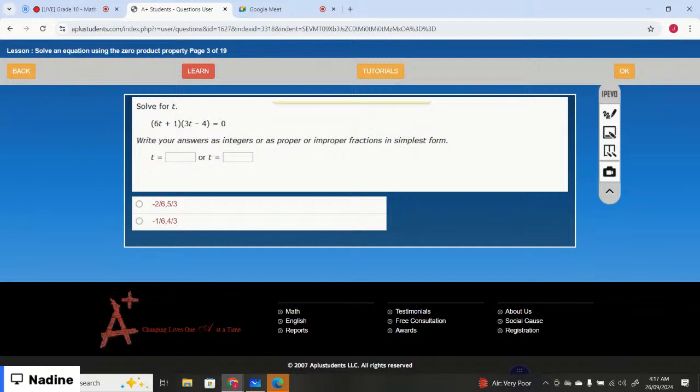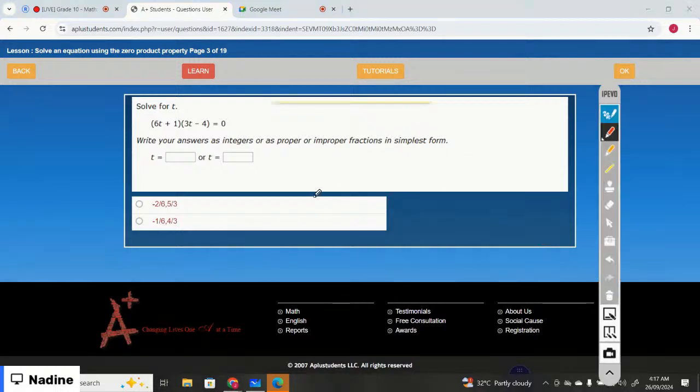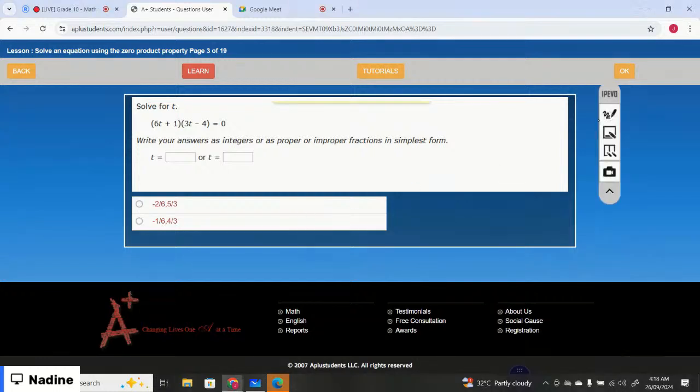Solve for t. According to the zero product property, either 6t plus 1 equals 0 or 3t minus 4 equals 0, right? So 6t equals negative 1 and 3t equals 4. t equals negative 1 over 6 and t equals 4 over 3. The correct option is option number 2, that is negative 1 over 6 and 4 over 3.